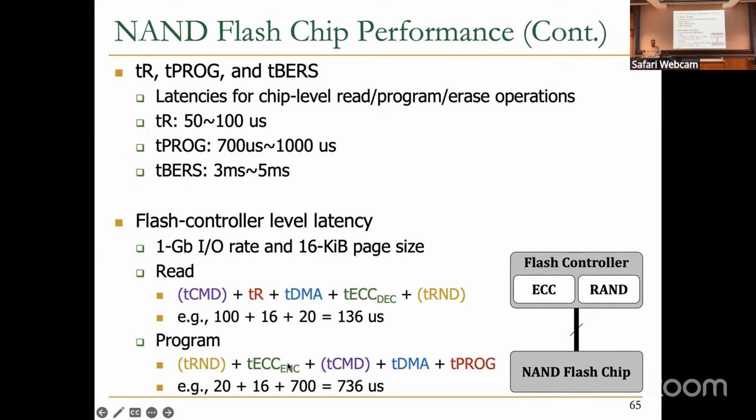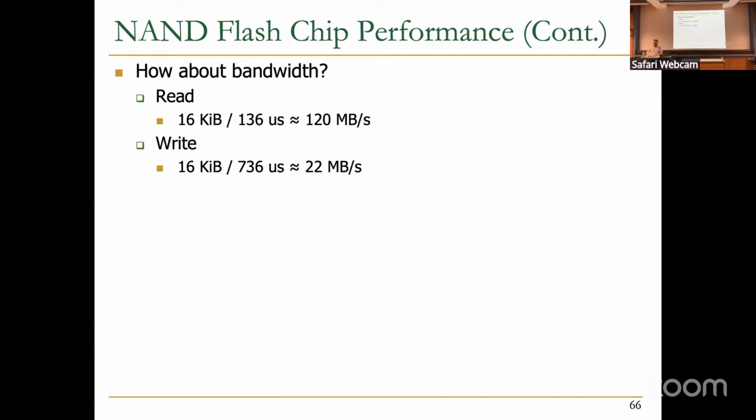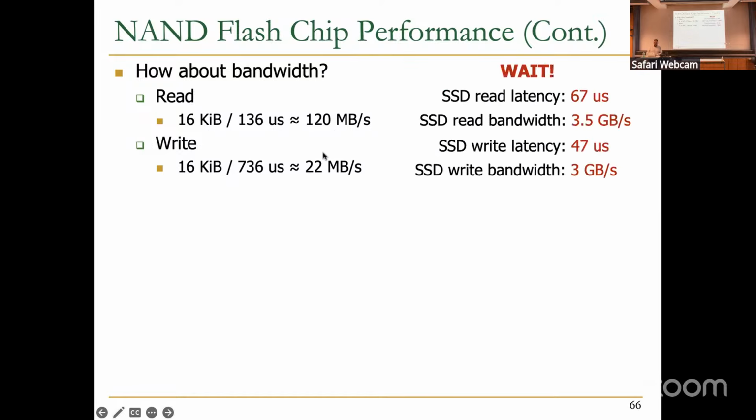And when you are programming, you need to do randomization, do ECC encoding, and then send the write command, and then send your data in a DMA latency to the NAND flash chip, and then you do the programming. If you just sum them, you're going to get a latency of 736 microseconds for this example. And you can also calculate bandwidth. For example, when you read 16 kilobytes in 136 microseconds, you get a bandwidth of 120 megabytes per second, or similarly for write.